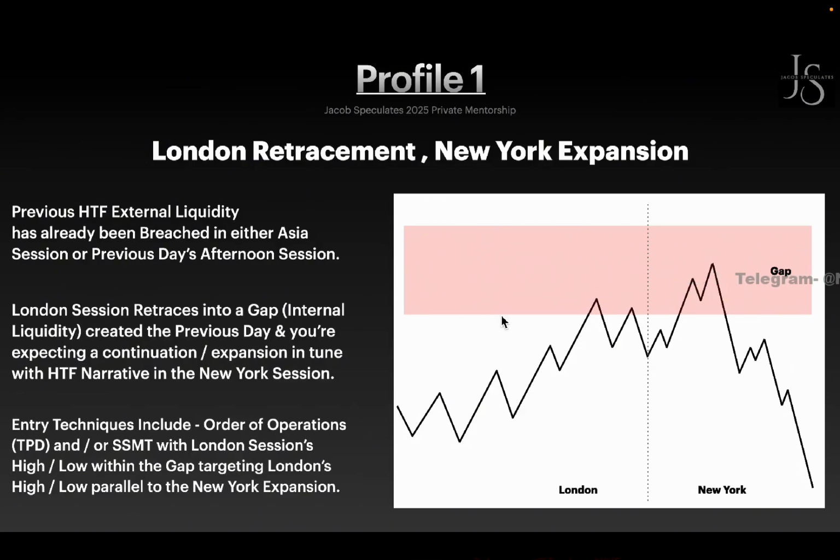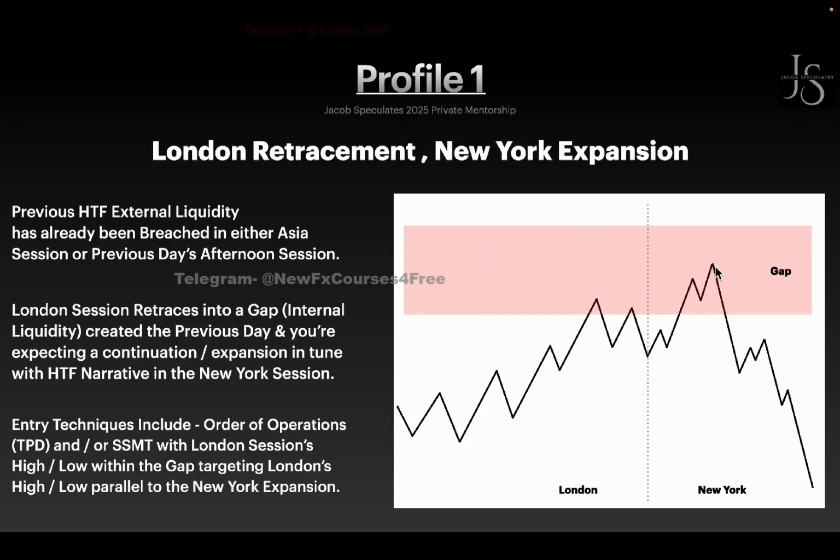As you can see here in the diagram, a London session retraces into internal liquidity before the New York session. In this example, we're bearish on the higher time frame, so we have a higher time frame point of interest below market price. If a gap had already been created the previous day and external liquidity had already been breached, and we see London session retrace already into that gap, then we're looking for New York to create a cracking correlation inside of the gap, whether it's a TPD or an actual sequential SMT.